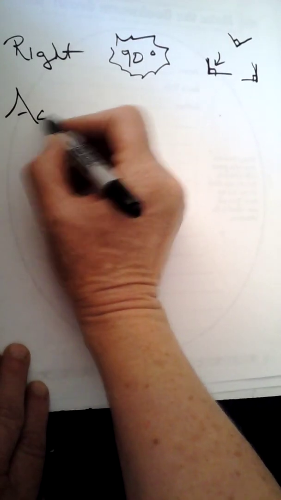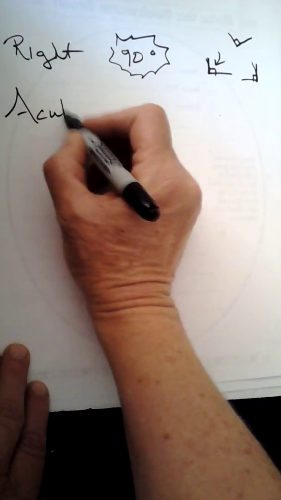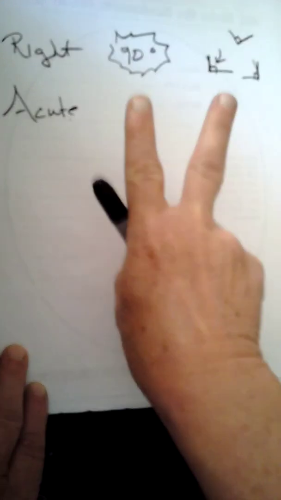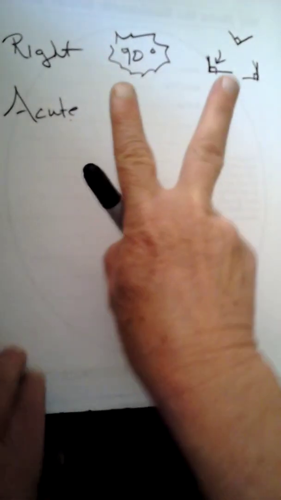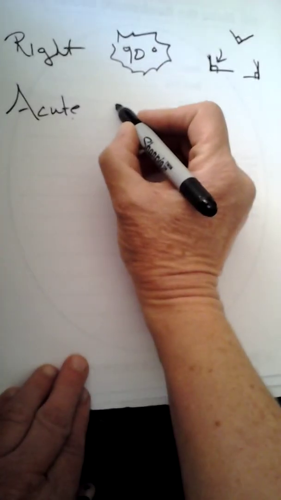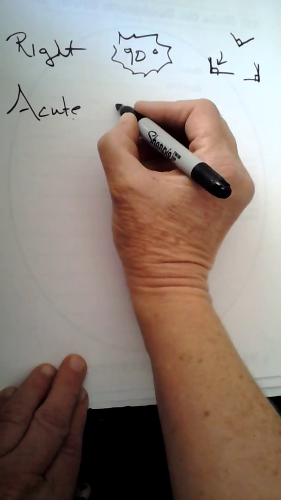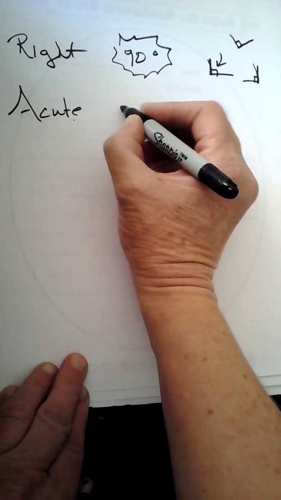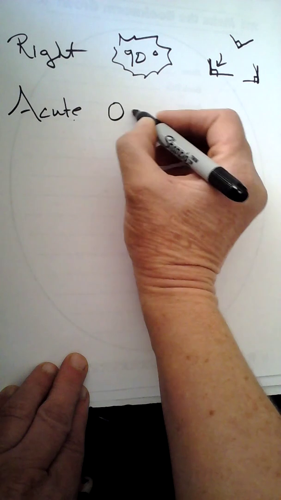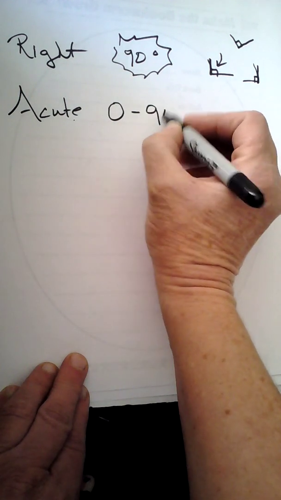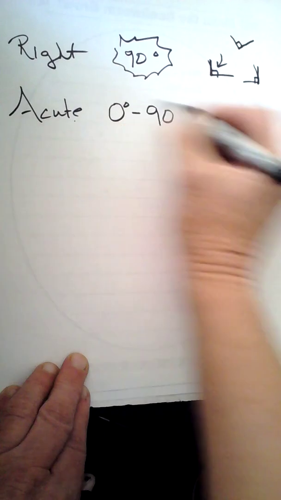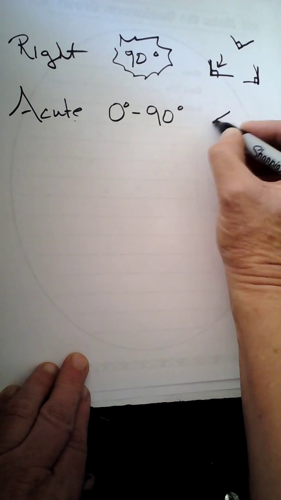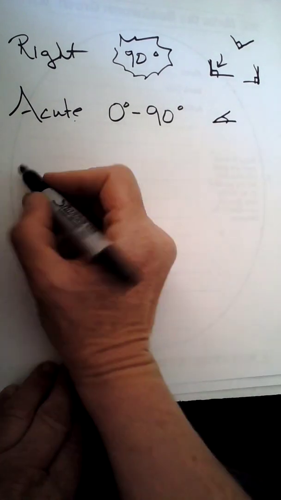Next is an acute angle. And I always do the little bunny ears, a cute little bunny, a cute little angle because it's a small amount. So an acute angle is going to be greater than 0 degrees but less than 90 degrees. So between 0 and 90 degrees is an acute angle. So little small angles like this.